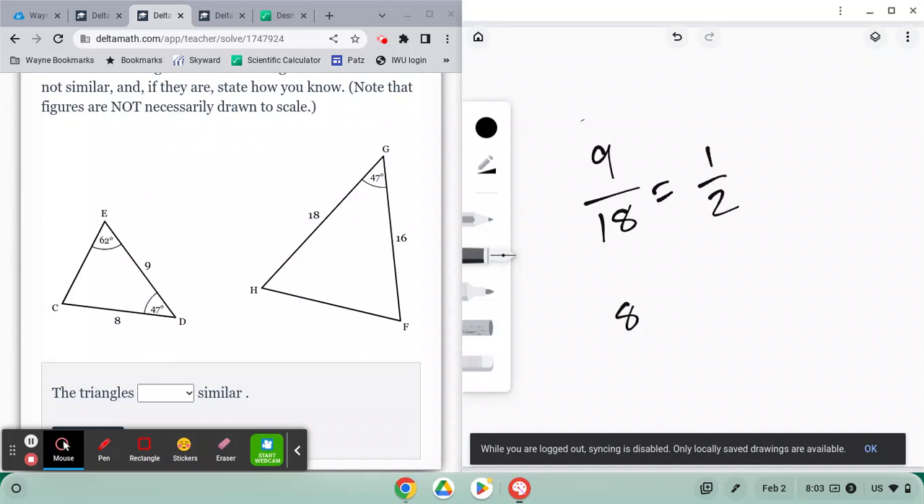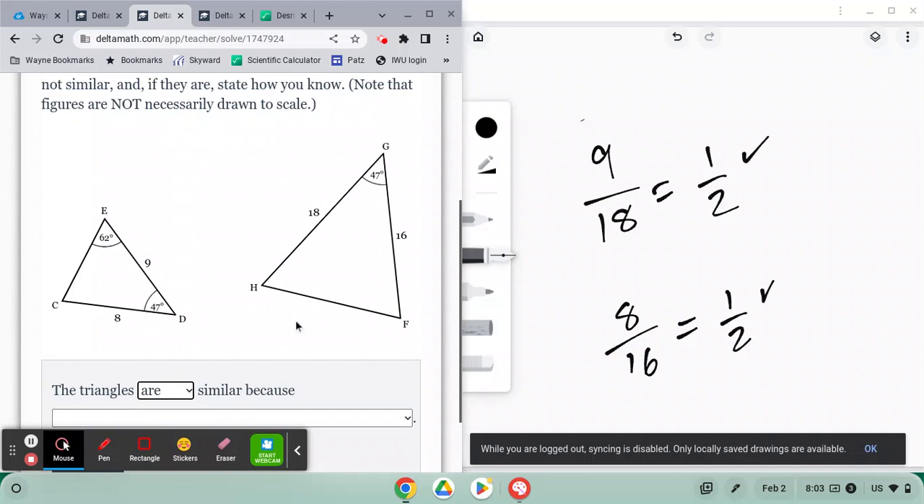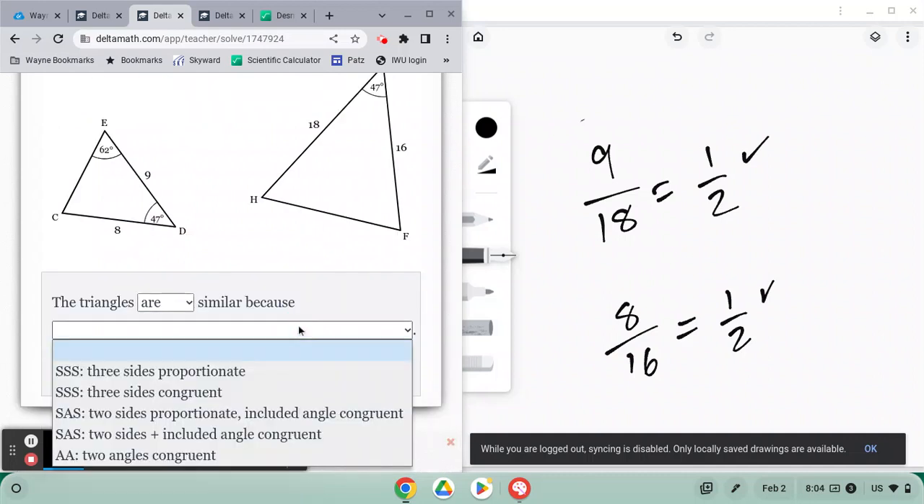Okay. Now, to check this, so once again, 9 over 18, that's going to be 1 over 2. Then we look 8 over 16, which once again is 1 over 2. So yes, those are proportionate, which means I have a side, an angle, and a side. So once again, they are similar because side, angle, side, 2 sides are proportionate and the included angle is congruent.